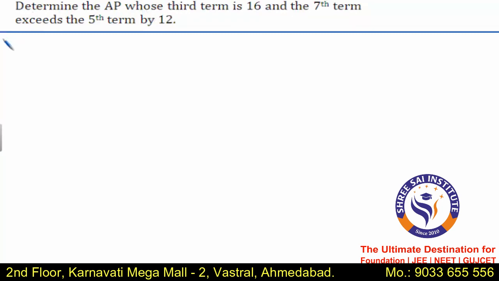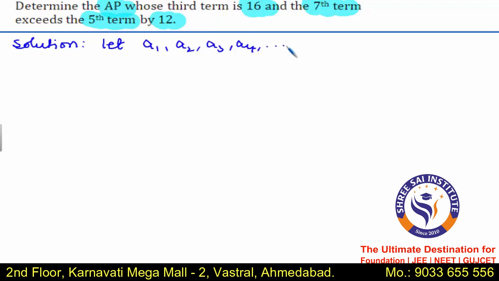This question says, determine the AP whose third term is 16 and seventh term exceeds the fifth term by 12. Let's begin with the solution. Let A1, A2, A3, A4 and so on be the required AP with common difference D.